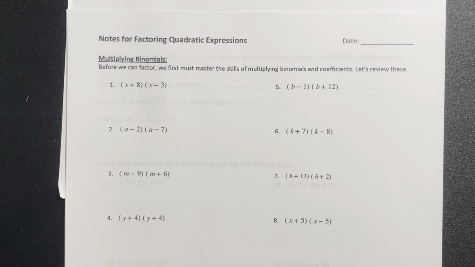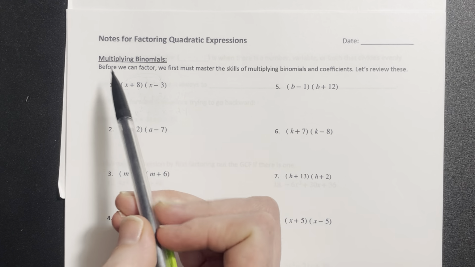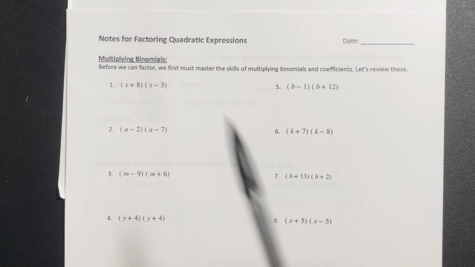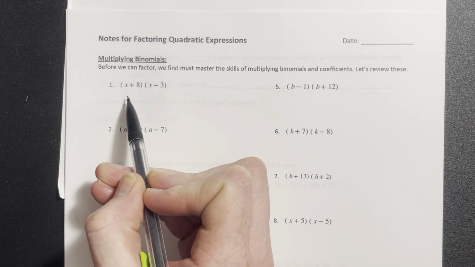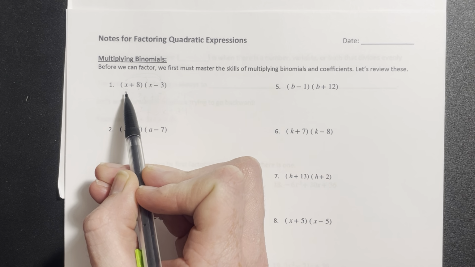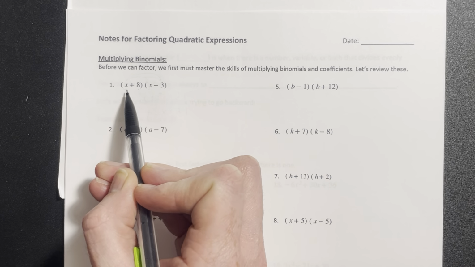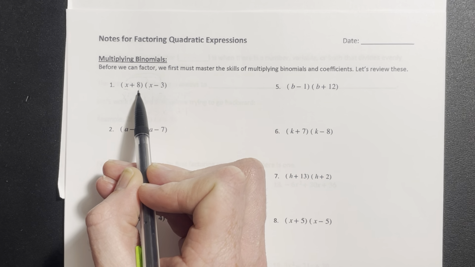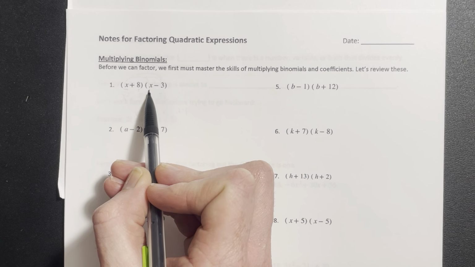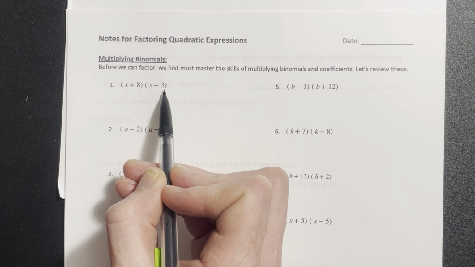To factor, we need to be masters of multiplying binomials, since that's what we are going to be trying to get back to. So a binomial would be an algebraic expression with two terms separated out by addition or subtraction. So here we have a binomial x plus 8, and we're multiplying it to another binomial x minus 3.